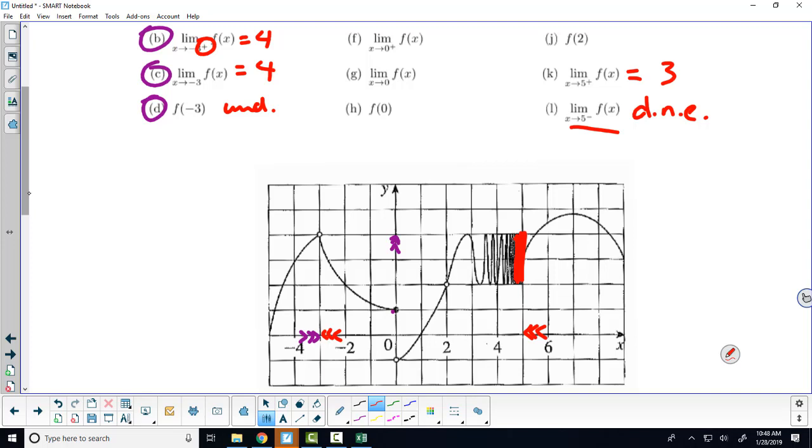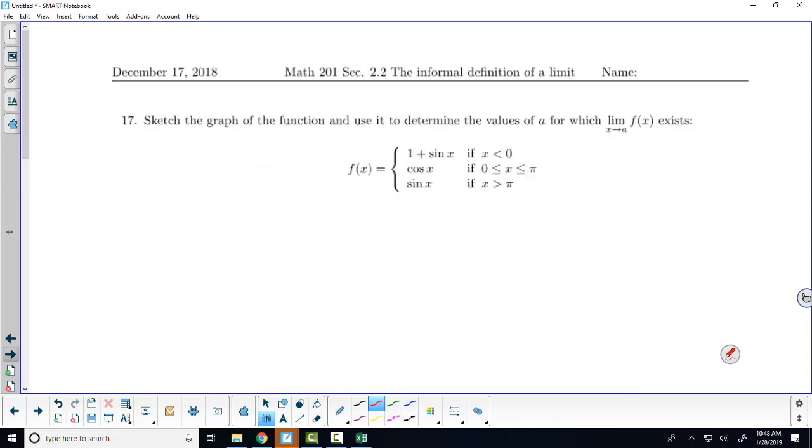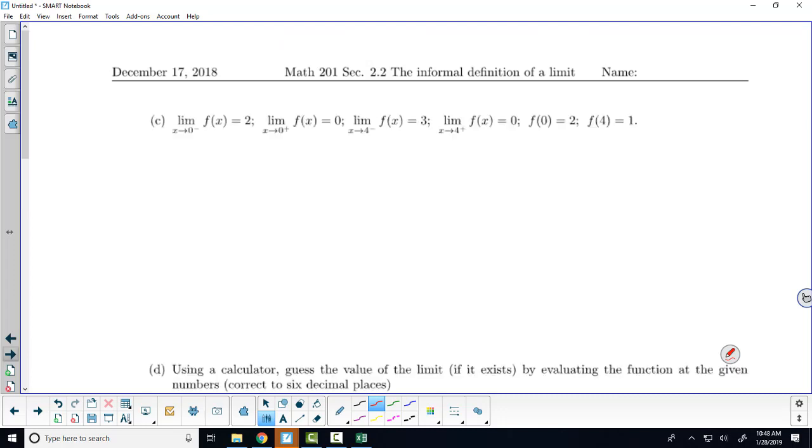There's plenty of other examples where limits do not exist, or left or right hand limits do not exist, but they're difficult to draw, usually. Okay. All right. Questions on this? Okay. Let's go.